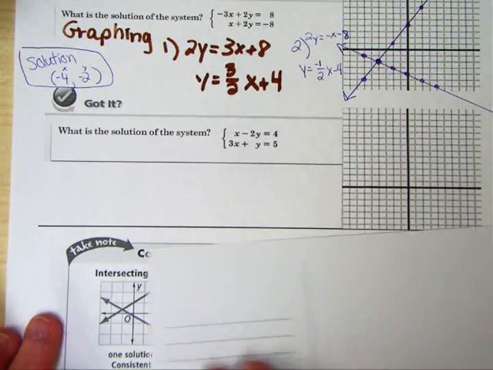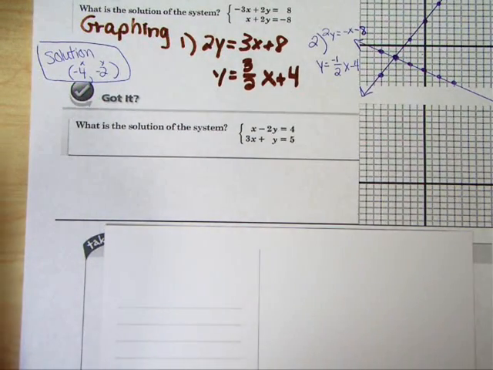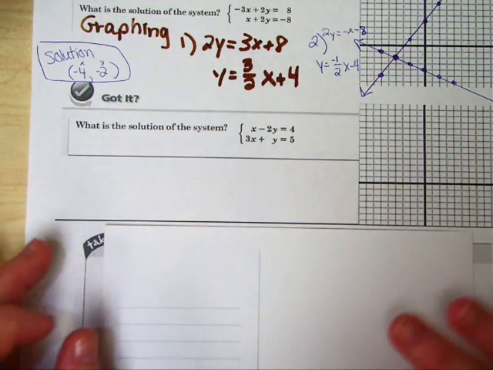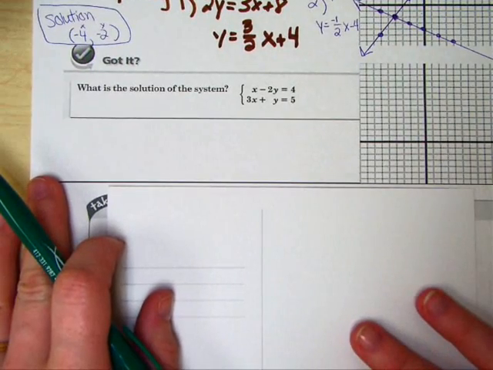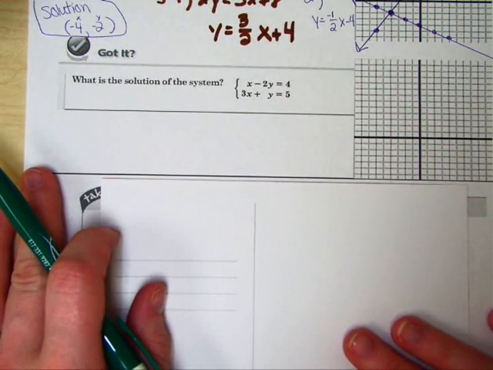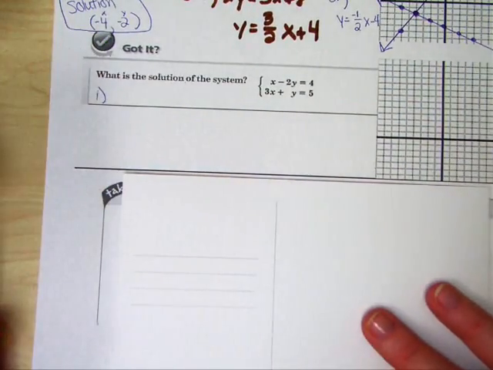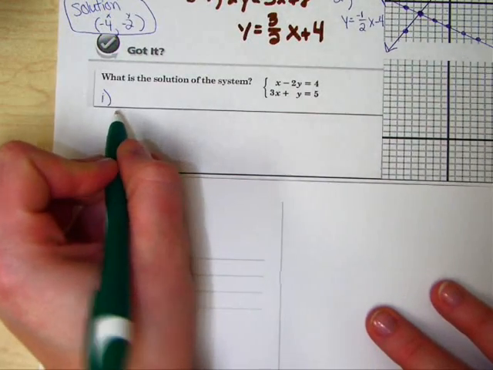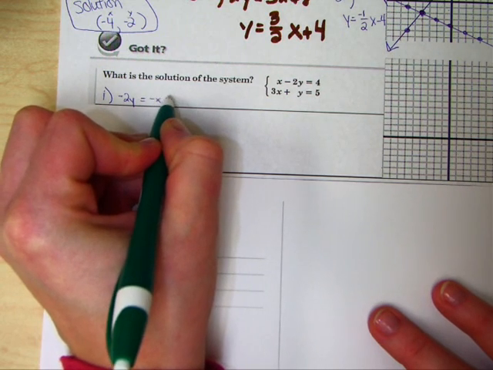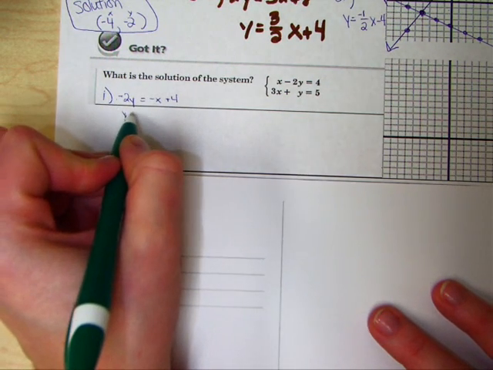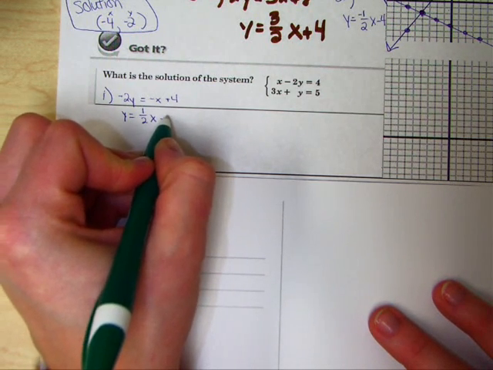The next example I'm going to teach you how to do using a table. In the Got It problem, I'll teach you how to solve the system using tables. I personally prefer to use tables after they're both set equal to y. In the first equation, if you set it equal to y, you pull over the x and you get negative 2y equals negative x plus 4. Divide by negative 2. Y is a positive 1 over 2x minus 2.